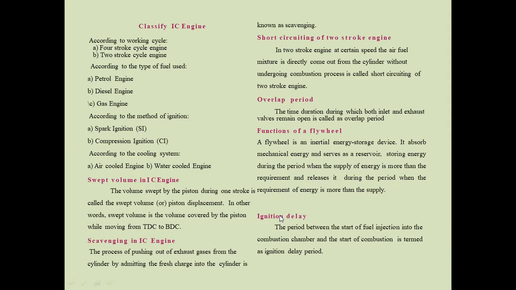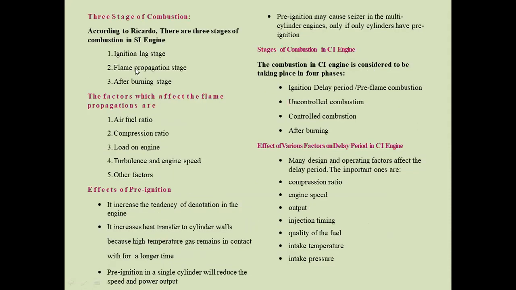Next, an important point is the ignition delay period. The ignition delay period is used in the CI engine, the compression ignition engine. The period between the start of fuel injection into the combustion chamber and the start of combustion is termed the ignition delay period. Generally in the CI engine, combustion has stages: suction, compression, and combustion. The period between the start of injection and the start of combustion is known as the ignition delay period.